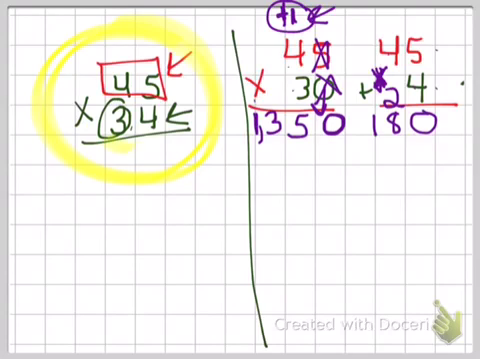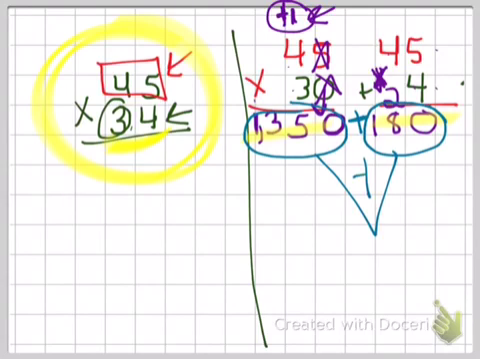45 times 34. It's both of them. So this is not my answer. This by itself is not my answer. And this by itself is not my answer. What do I need to do to get my answer? I need to add these two together. I have to add 1,350 plus 180. And when I add them together, I get the answer.